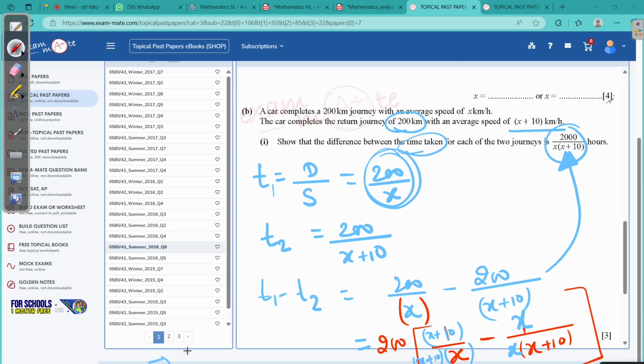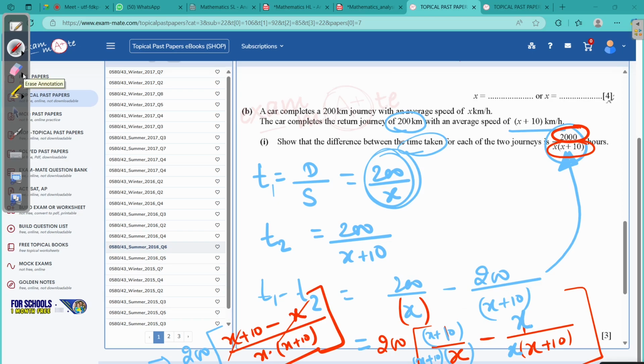So if you simplify this, the 200 is kept outside. The LCM is the same, x into x plus 10, and the first numerator is x plus 10 minus x, the second numerator. x and x will cancel out. So 200 into 10, you will get 2000, and in the denominator you will have x into x plus 10. Are you getting this? Okay.